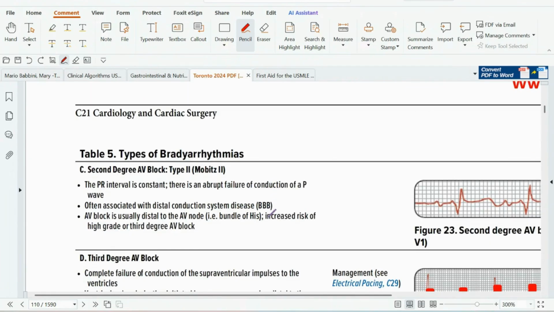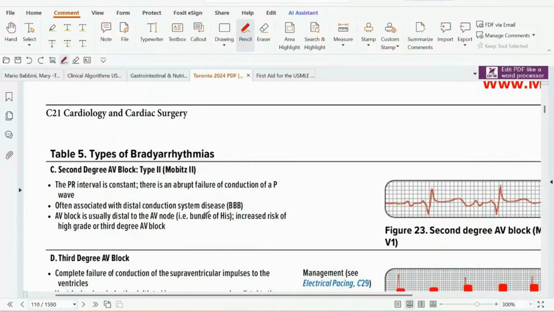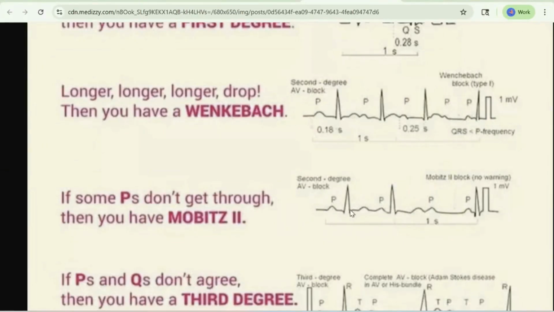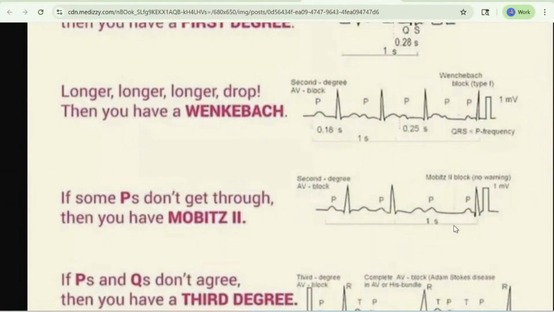All right. Now, moving forward, we have Mobitz 2, right? If some P's don't get through, then you have Mobitz 2. There is no lengthening here, but there is an abrupt disruption of the P wave producing a QRS wave. So you have to count how many P waves there are and how many QRS waves there are. If there is a discrepancy, then you have Mobitz 2. As you see here, this is 4 P waves for 3 QRSs. So this is a 4:3 conduction pattern, right?